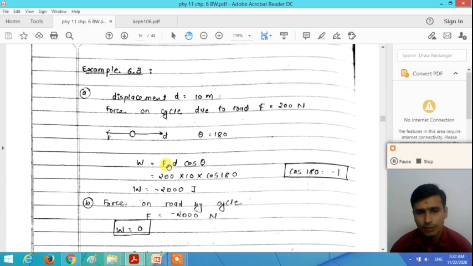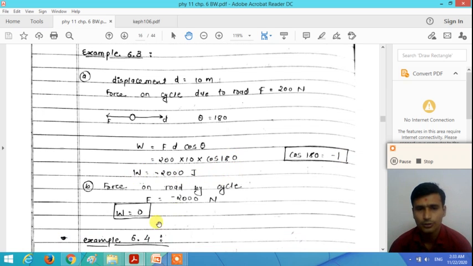So W is equal to F D cos 180. Force 200 into displacement 10 meters into cos 180. The value of cos 180 is minus 1. So we get the work done on the cycle due to the road as minus 2000 joule.